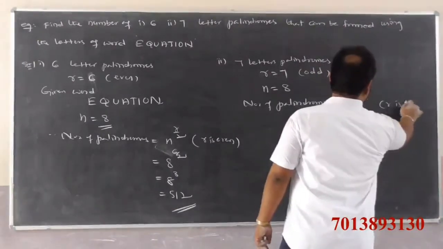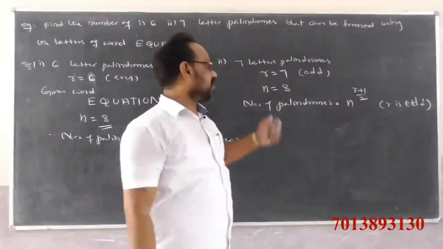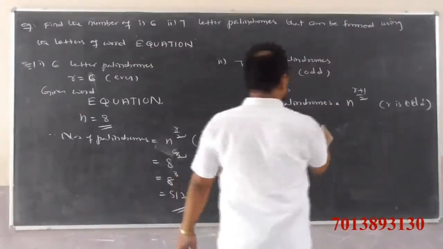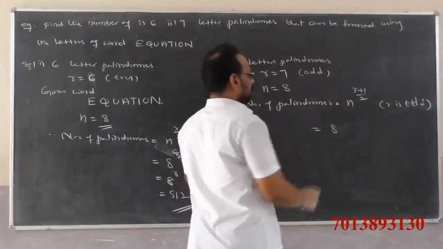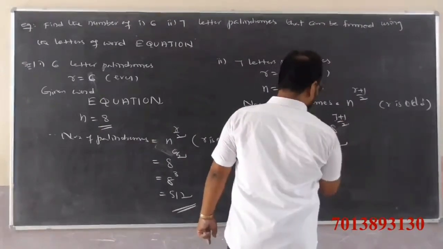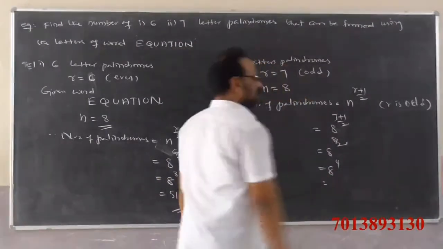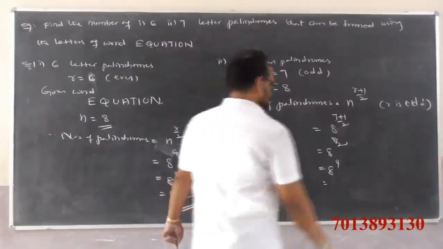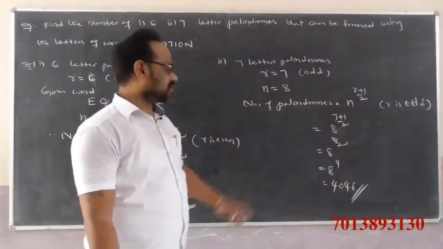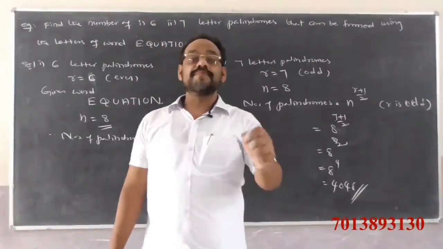When r is odd, the number of palindromes is equal to n power (r plus 1) by 2. So that is equal to 8 power (7 plus 1) by 2, that is 8 power 8 by 2, which is nothing but 8 power 4. What is the value of 8 power 4? It is 4096. So this is the example to calculate the number of palindromes.